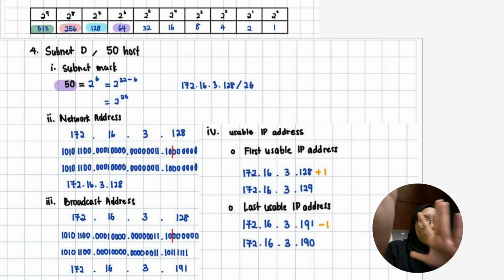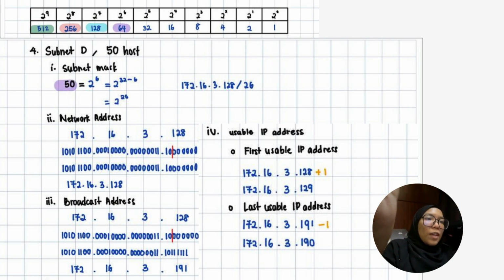Okay, for the broadcast address, we keep the first 26 bits the same, and the last remaining 6 we change to 1. So the broadcast address will be 172.16.3.191. Yes, because as we can see in the binary form, 128 plus 32 plus 16 plus 8 plus 4 plus 2 plus 1 equals 191.